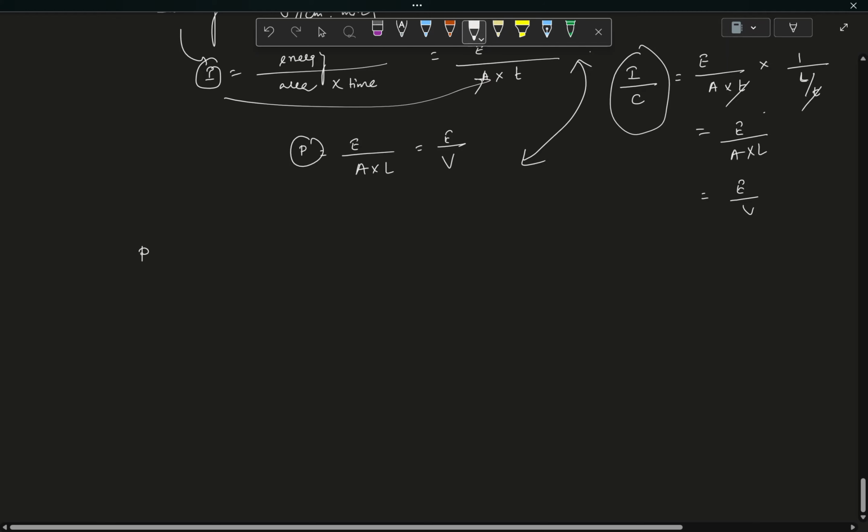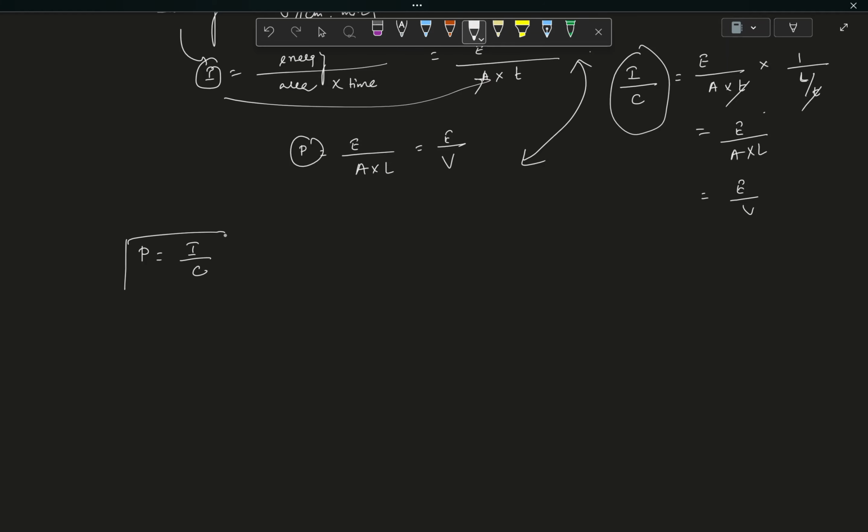In this case, because we are talking about sunlight, C will be the velocity of light. So the simple formula is P equal to I by C, where P is the radiation pressure, I is the intensity of radiation, and C is the velocity of light.